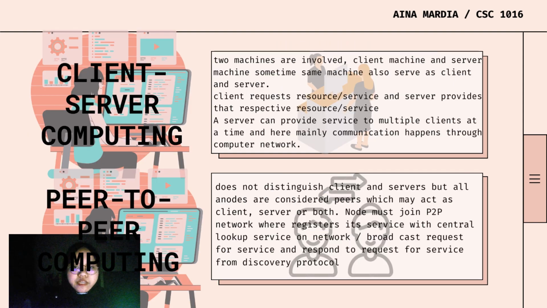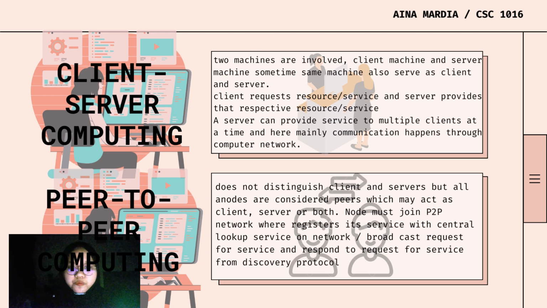There is also client-server computing, in which two machines are involved, the client machine and the server machine. Sometimes the same machine serves as both client and server. The client requests resources or services, and the server provides the respective resources or services. A server can provide service to multiple clients at a time, and here communication mainly happens through the computer network.